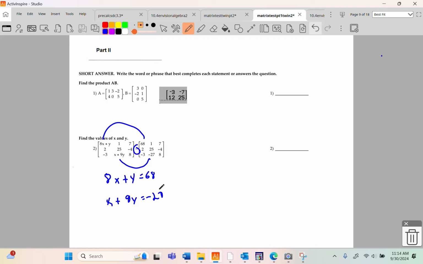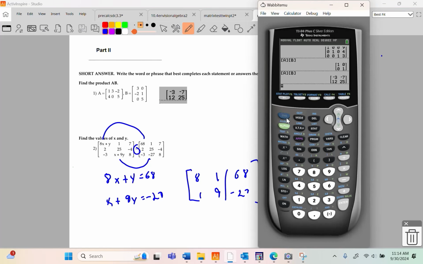You know, we're using calculators right now, aren't we? So why don't we think about this with matrices? 8, 1, 68, 1, 9, -27. And why don't we just throw it in the calculator? Think about augmented matrices and think about reduced row echelon form. So I have made myself a 2 by 3 matrix. It contains the elements 8 for x, 1 for y, and 68 for a constant. 1 for x, 9 for y, and -27 for a constant.